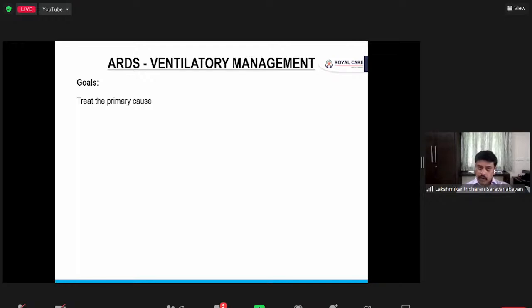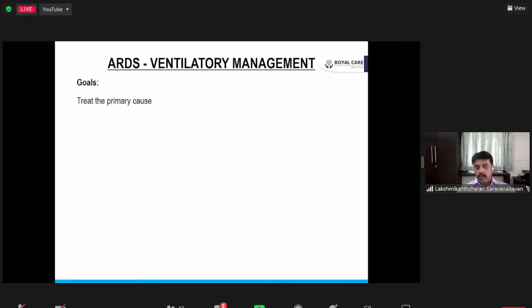If it is because of trauma, the trauma has to improve for it to improve. If it is a pulmonary cause, it can be a pneumonia. Only when the pneumonia is treated and improves with the antibiotics will your ARDS improve. Just ventilatory management will not improve ARDS. So what do we do with the ventilatory management?